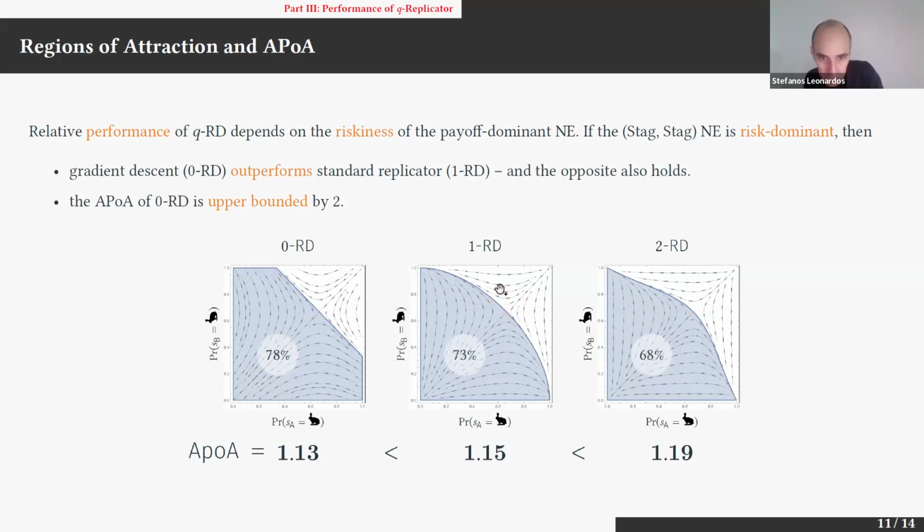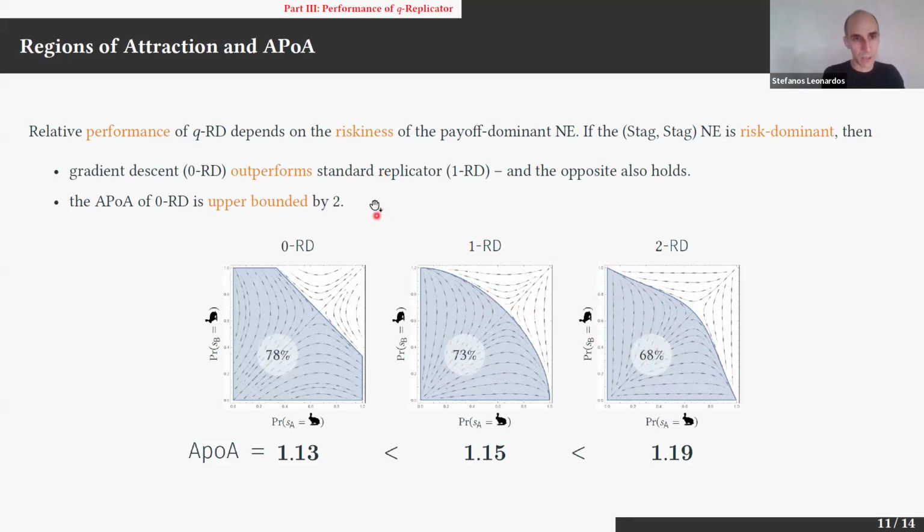And essentially what determines the size of the region of attraction is whether this Nash equilibrium here is above the diagonal or below the diagonal. Because it has to go through this equilibrium, regardless of where it is. The comparison between the different dynamics will depend on whether this equilibrium is here or here. Right, maybe this is not very clear, but I will try to clarify it on the next slide.